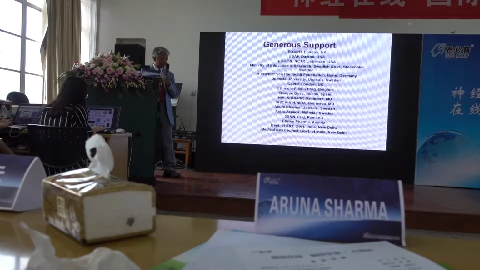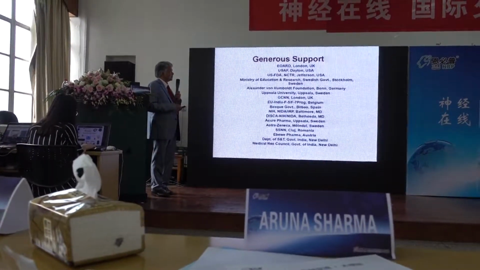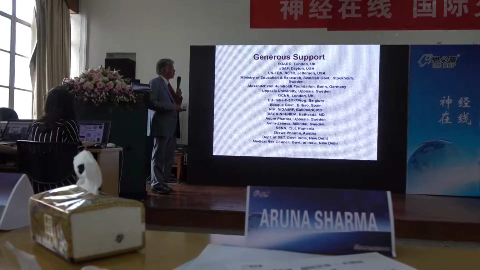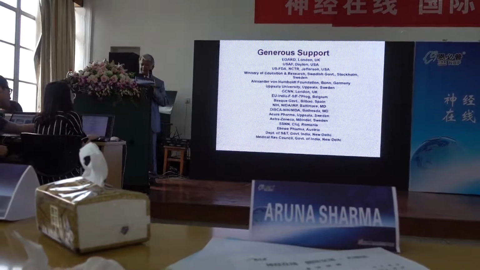And these are the various organizations that have funded and are funding our project.